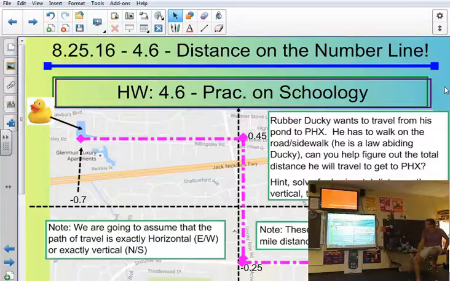So I want you guys, either on your own or partnered up with someone close to you, to figure out the distance that Rubber Ducky is going to need to travel to go from his pond to Phoenix. My hint would be to figure out all of the horizontal distance together instead of breaking it up. Do it all together and then figure out your vertical and then add it together. So it'll be about a minute, maybe a minute and a half. Figure out how far Rubber Ducky has to travel.